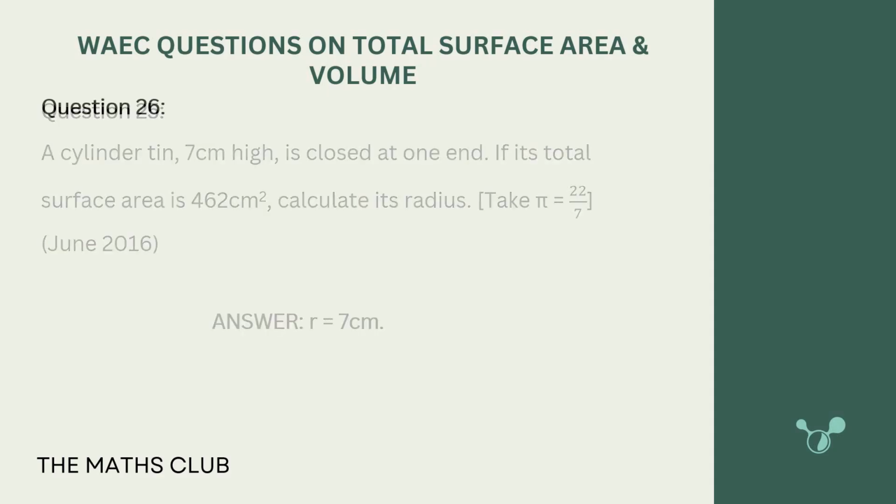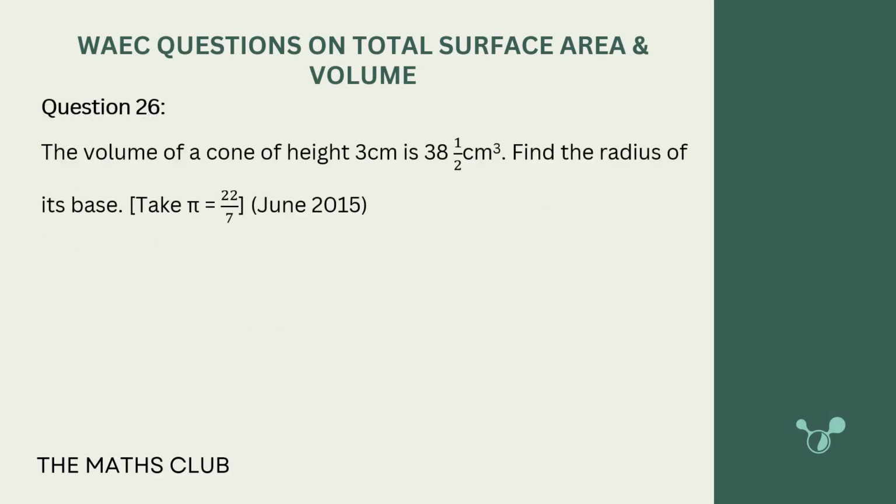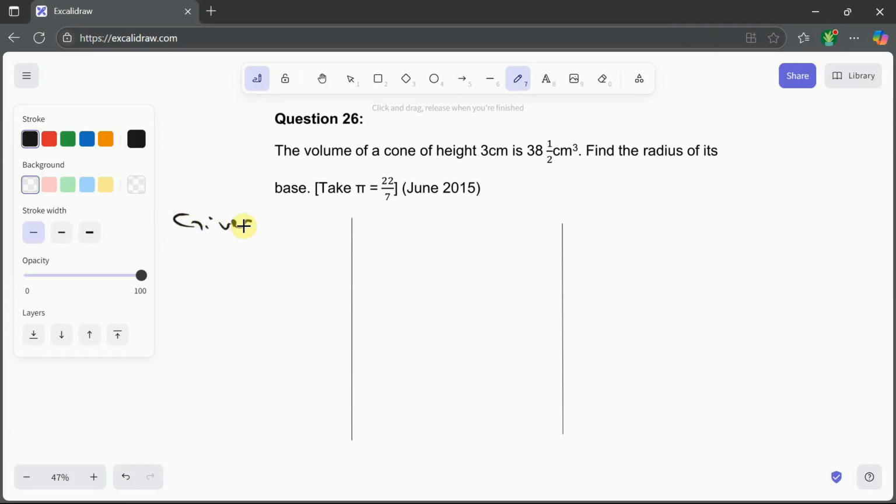Great. Question says that the volume of a cone of height 3 centimeter is 38 and a half centimeter cube. Find the radius of its base. Take pi to be 22/7, from June 2015. So what are we given? We're told that the volume V is, so this 38 times 2, that will give you 76 plus 1, that's 77 over 2 centimeter cube. And the height is 3 centimeter. We're to find the radius. If the pi is 22/7.